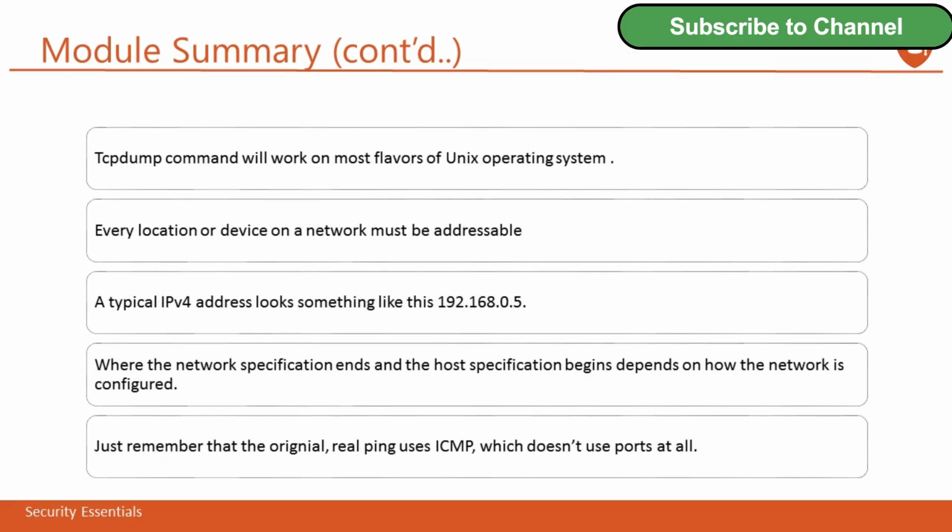Next is the tcpdump command, which will work on most flavors of Unix OS. By using the tcpdump command, we get TCP headers, we get packet headers. Every location or device on a network must be addressable. A typical IPv4 address looks something like this, as I have told you. It's a 32-bit number. Where the network specification ends and the host specification begins depends on how the network is configured. Just remember that the original PING uses the ICMP protocol, which does not use ports at all.